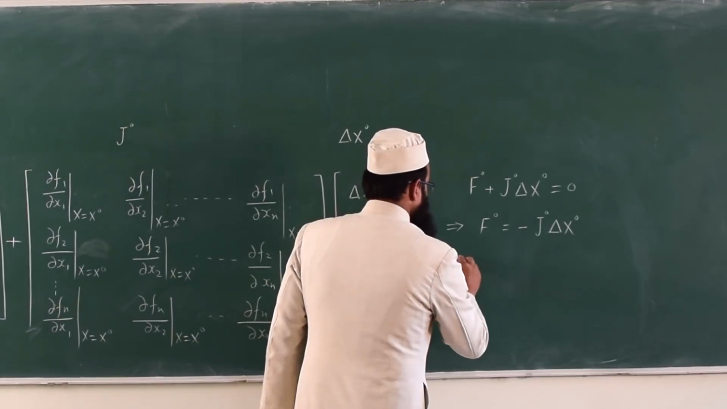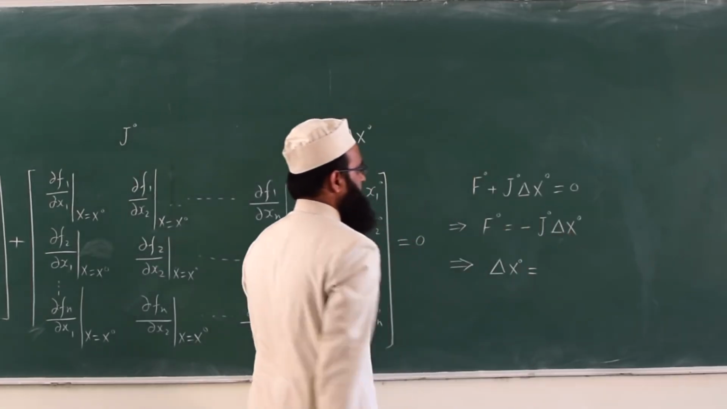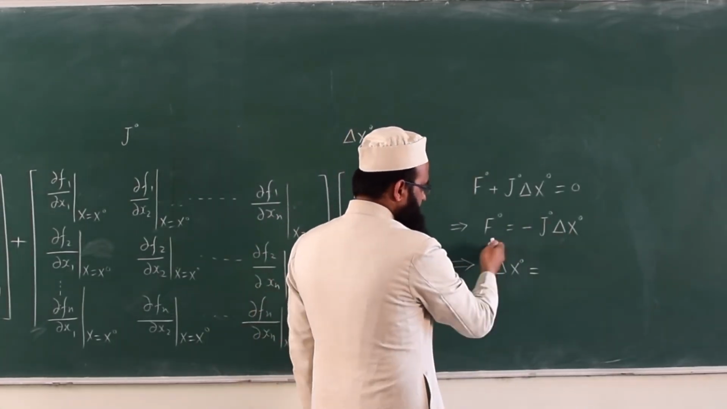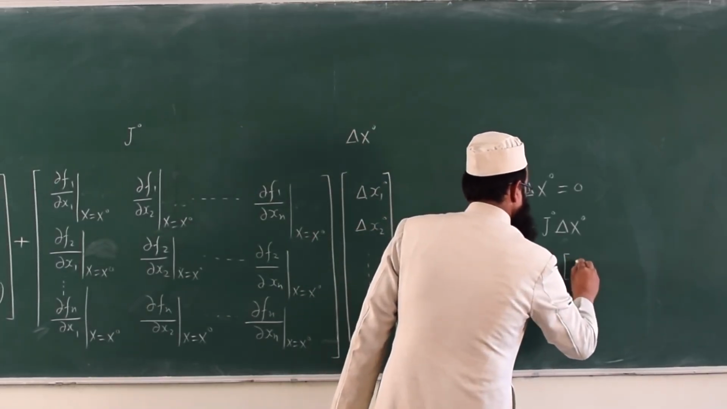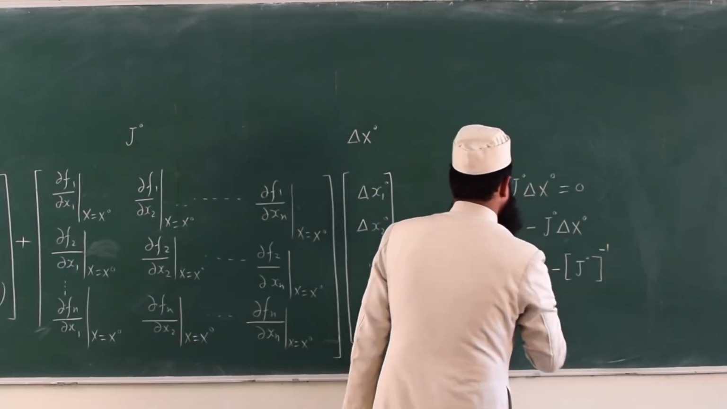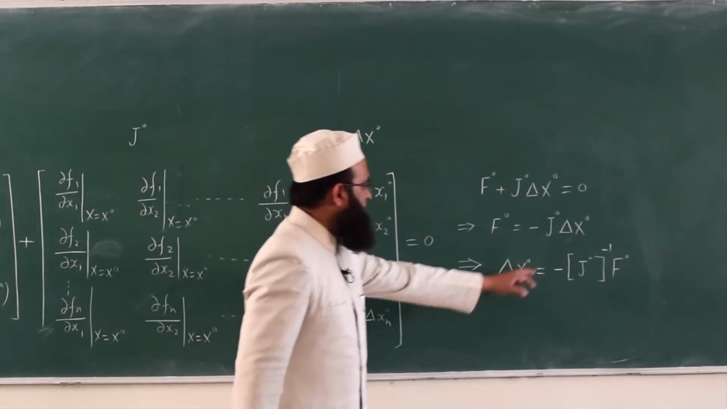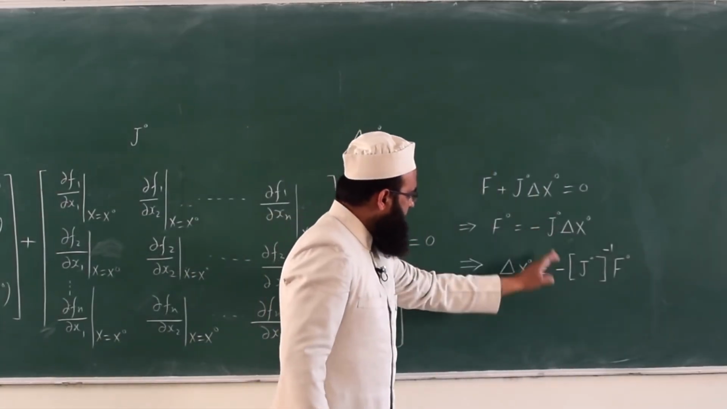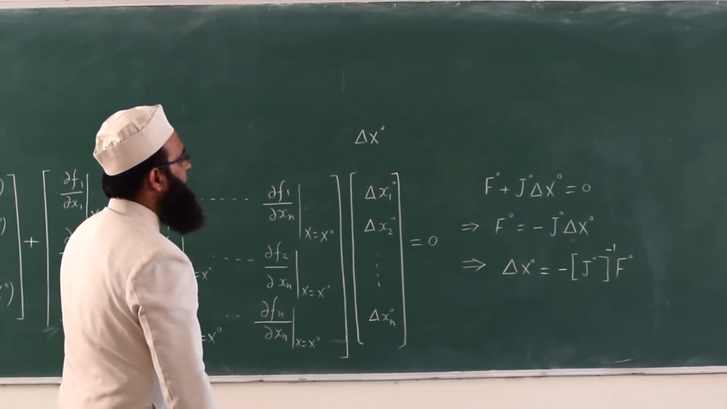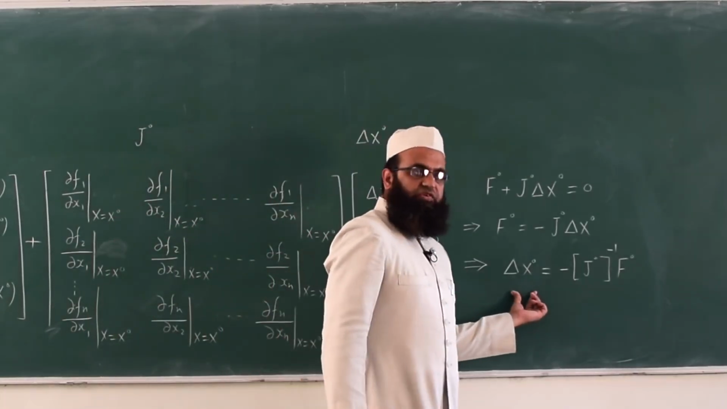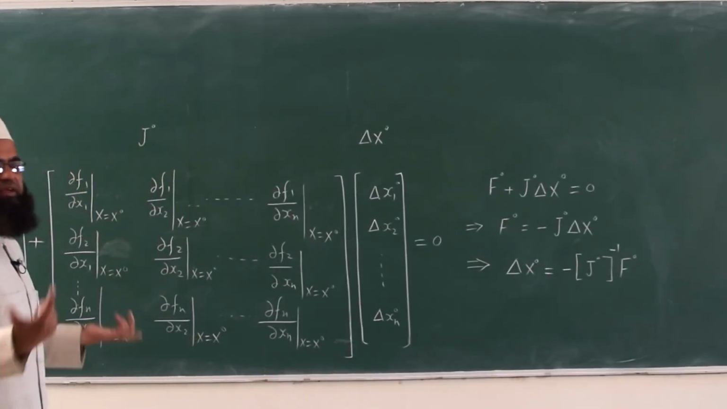So, from here we can also write del x0 is equal to this one, send this to this side, means inverse of this. So, minus J0 inverse times F0. This del x0 is equal to minus sign here, inverse and F0. So, this way we have evaluated the corrections required to be added in the initial guess value to get the desired solution.